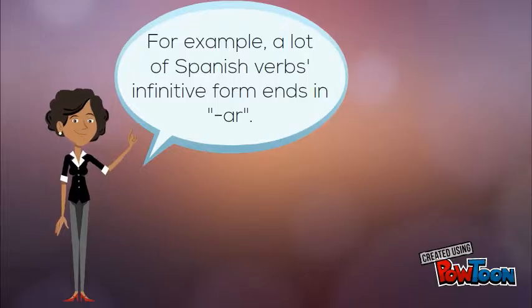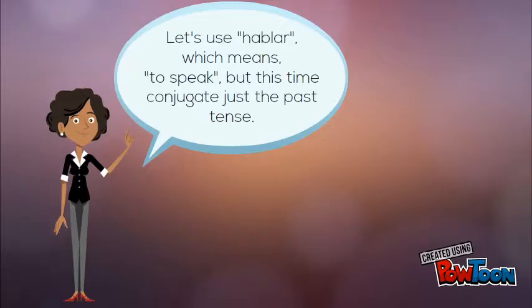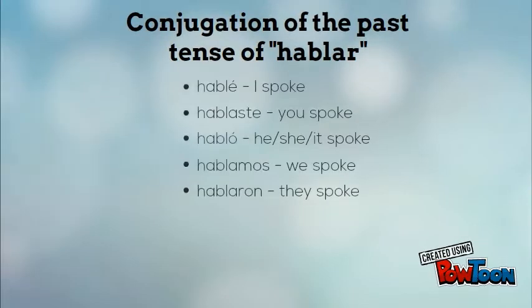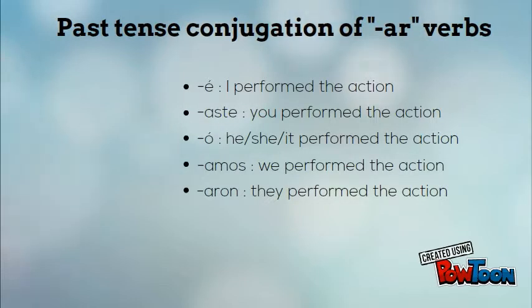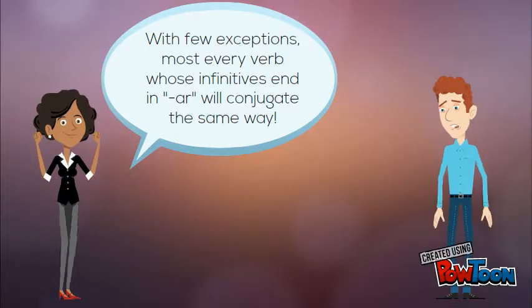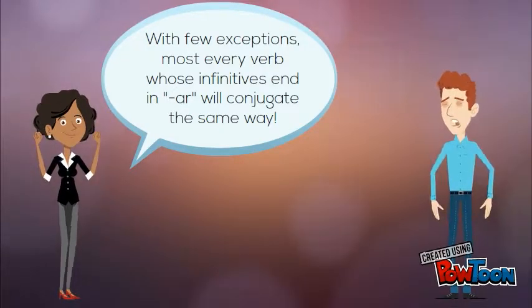For example, a lot of Spanish infinitives end in ar. Let's use hablar, which means to speak, but this time conjugate just the past tense. So, é means I perform the action, aste, you perform the action, ó, he, she, it performs the action, amos, we perform the action, and aron, they perform the action. With few exceptions, almost every verb whose infinitive ends in ar will conjugate the same way.